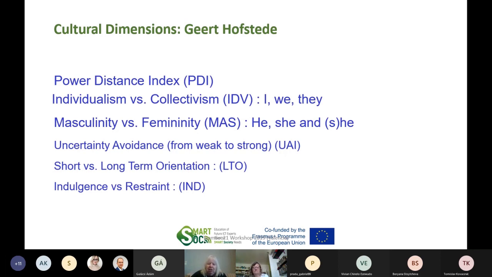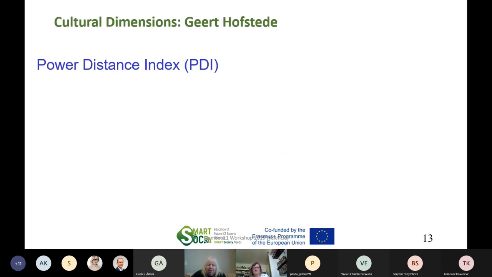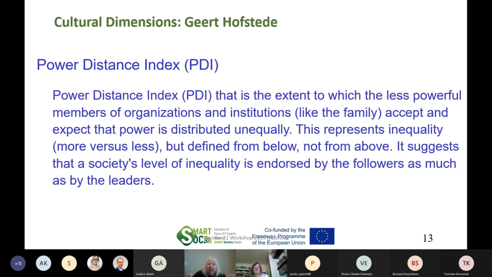Okay, so we're going to look in more detail at two, power distance and individuality. And for power distance, here we have the explanation that Hofstede gives. I'll read it because it's probably easier. The extent to which the less powerful members of organizations and institutions, like the family, accept and expect that power is distributed unequally. This represents inequality, more versus less, but defined from below, not from above. It suggests that a society's level of inequality is endorsed by the followers as much as by the leaders.